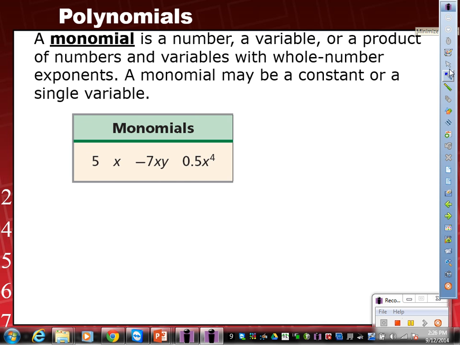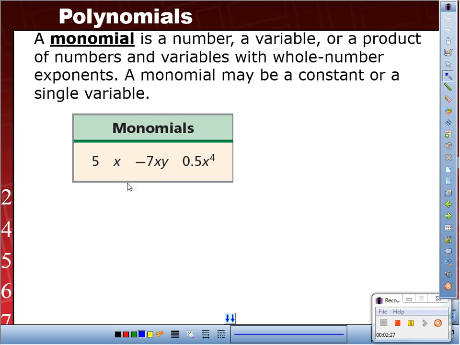Now, let me show you what that looks like. These are monomials. According to the definition, it could be a number. Let's see, is this a number? Yes. It could be a variable. Is this a variable? Yes. It could be the product, which means multiplying numbers and variables. Let's see, we got -7 multiplying x and y. Yes, this is a monomial. And it says it could have a whole number exponent. A number multiplying a variable with a whole number exponent. Yes, that's a monomial. Are we there so far?